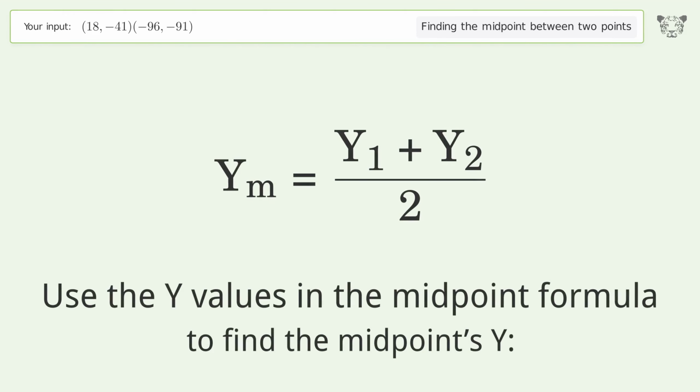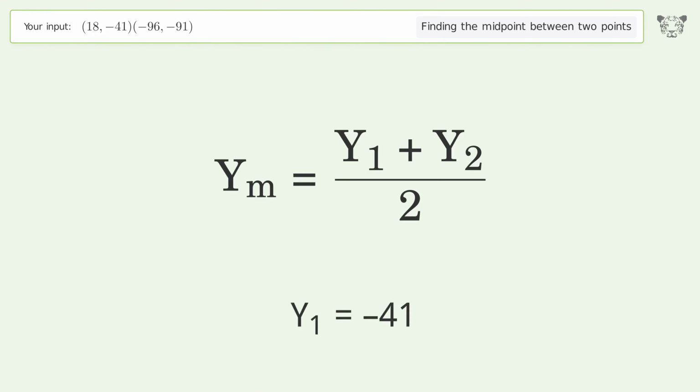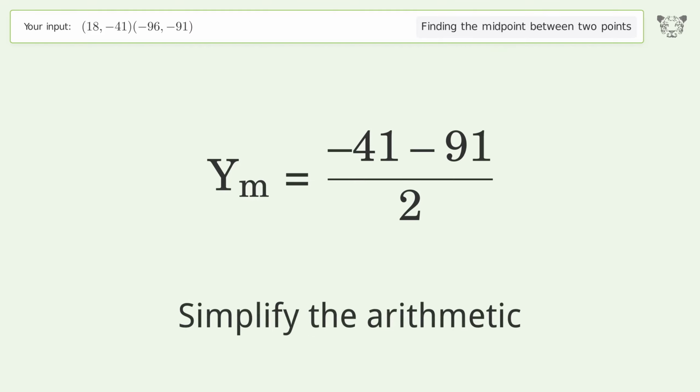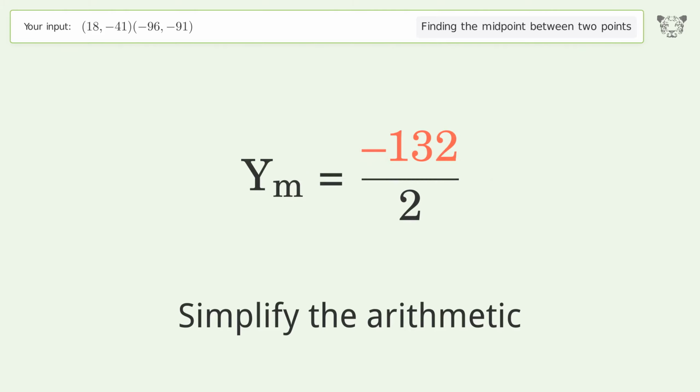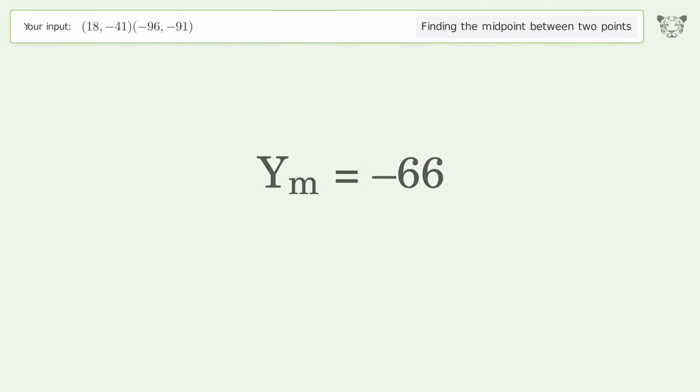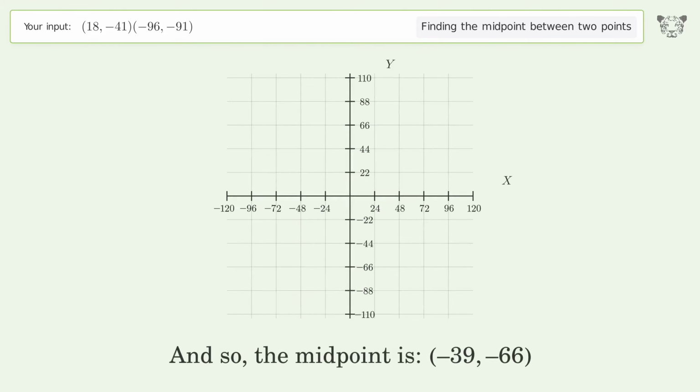Use the y values in the midpoint formula to find the midpoint's y. y1 equals -41. y2 equals -91. Simplify the arithmetic. And so, the midpoint is -39, -66.